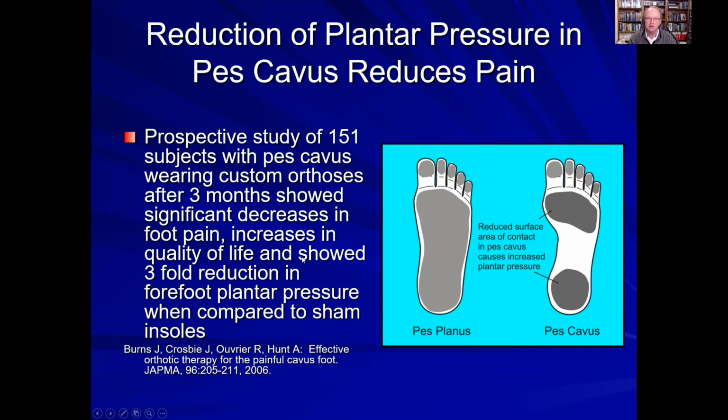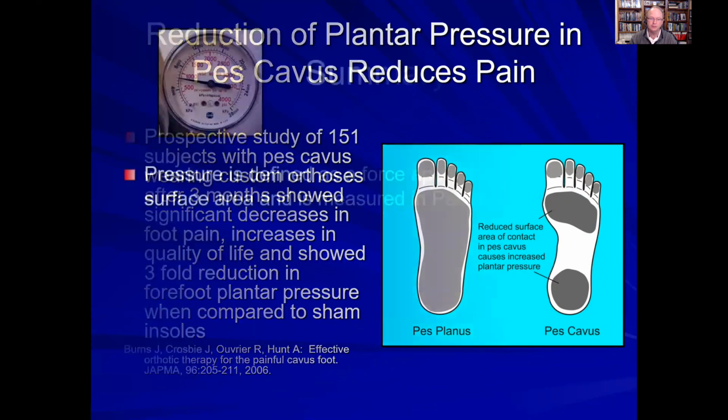So when you take these 151 subjects with pes cavus deformity and make orthoses that fill in this area on the plantar aspect of the foot, we're actually reducing the pressure, and they showed significant increases in quality of life with a 3-fold reduction in the plantar pressure in the forefoot compared to a sham insole. So this is important research to understand also.